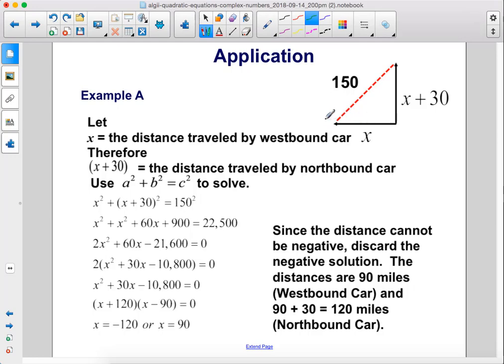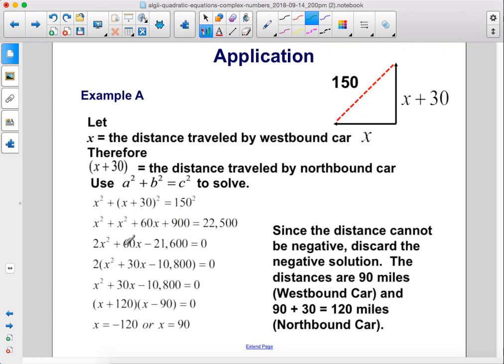So two cars are headed away from each other. One of them has gone a distance x, the other has gone the distance x plus 30. So we know that this distance is 150 miles. So now, once we let x equal the distance traveled by the westbound car, and x plus 30 is the distance traveled by the northbound car, we can use the Pythagorean theorem to solve. x squared plus (x plus 30) squared equals 150 squared.